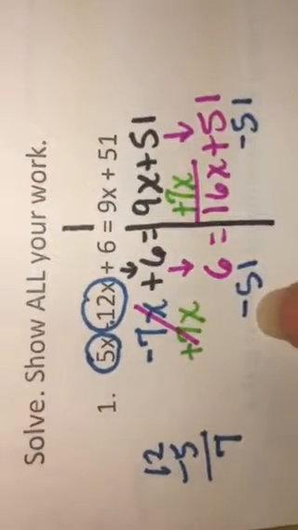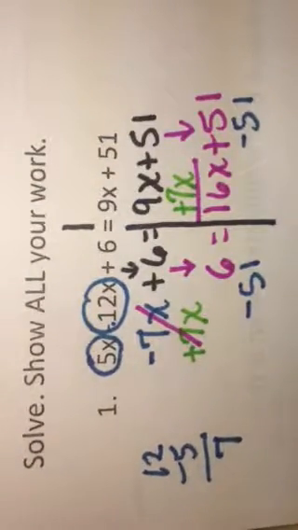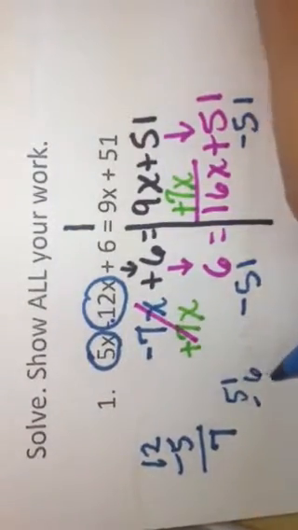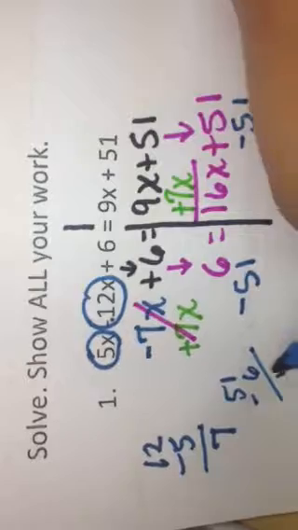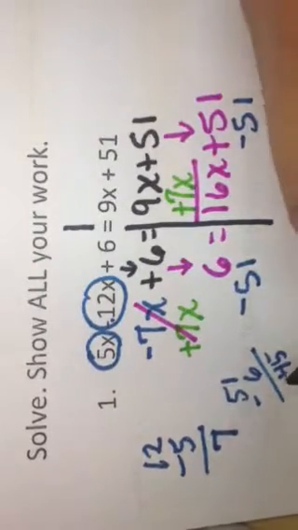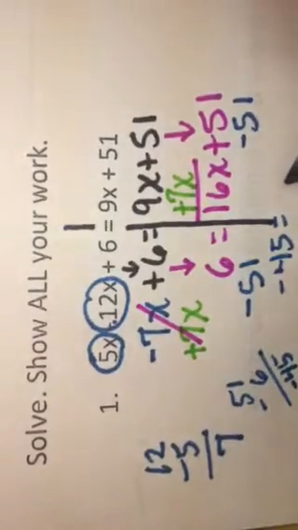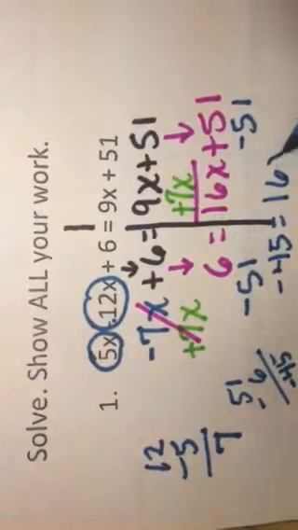One's positive, one's negative, so again, we're going to have to subtract them. So 51 minus 6, that gives you 45. And it's going to be negative because we got more negatives. So negative 45 is equal to 16x.